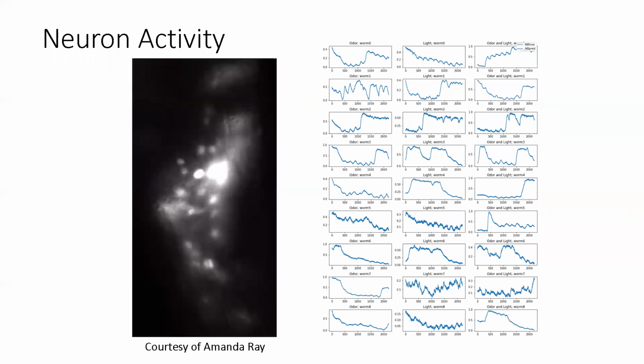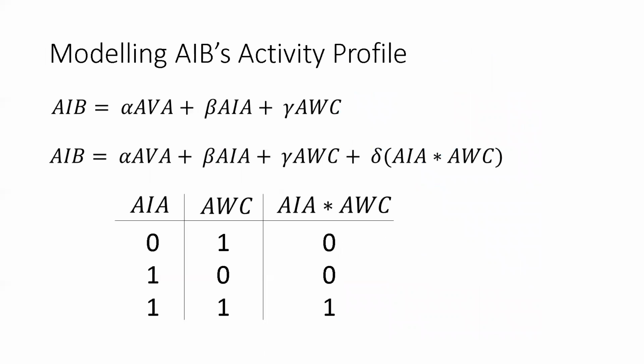So this is what we see when we activate the neurons and we let the green fluorescent proteins fluoresce. We see that they're flickering in response to inputs. And on the right, we have activity profiles of AIB, which is the neuron that we think may involve nonlinear integration. So my project specifically is to model the activity profile of AIB and to see how the different neurons that are connected to it affect its activity.